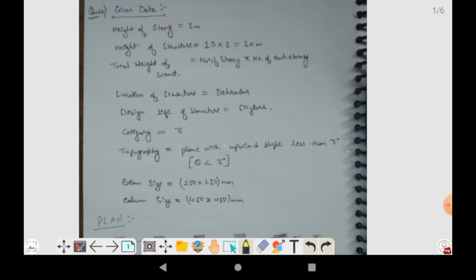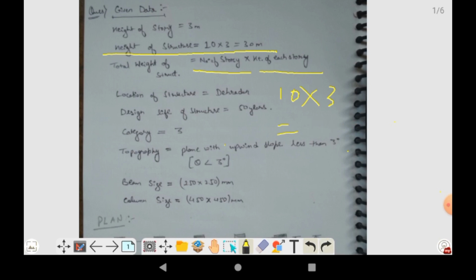Here you can see that the height of story is 3 meter. That is given to us, and the total height of the structure is not given, but I have calculated it by multiplying the number of stories by the height of each story. The number of stories is 10, and the height of each story is 3 meter. So the total height of the structure is 30 meter.